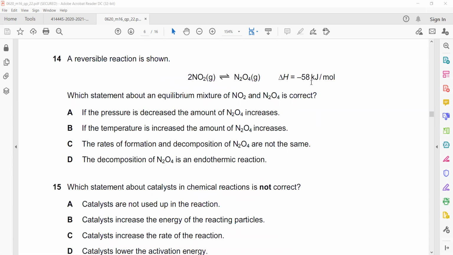Question 14. The reaction is reversible and delta H negative means it is an exothermic reaction. Which statement about an equilibrium mixture is correct? Here we have 2 moles of a gas and here we have 1 mole of a gas. What could be the right answer? And keep one thing in mind, if the forward reaction is exo, the backward reaction will be endo.